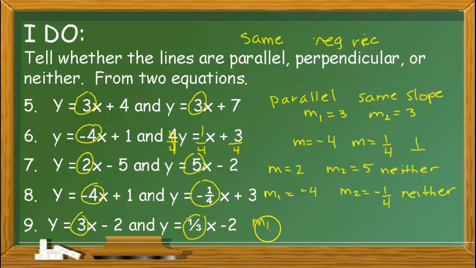Okay, next one. So my first slope is 3. My second slope is 1/3. What would be my answer? Again, hopefully you didn't fall for it. They are neither, because again, they are not negative reciprocals.